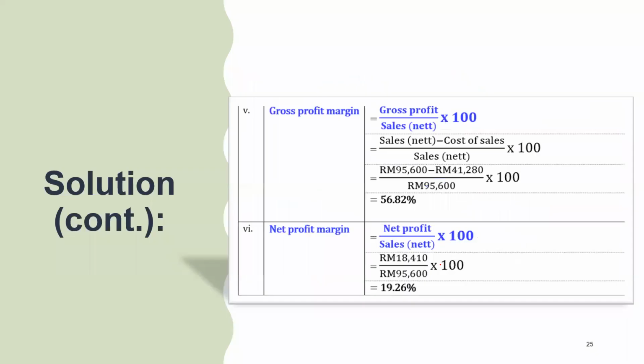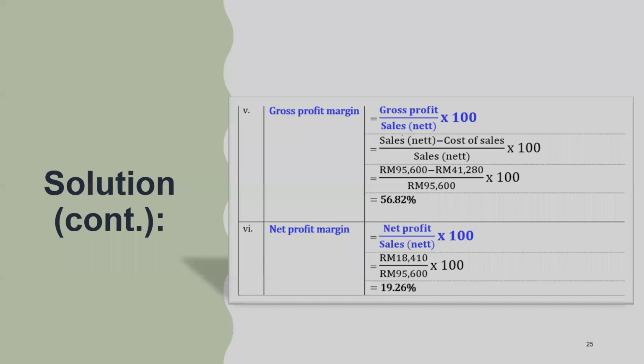Okay, the next ratio is the profitability ratio. They are gross profit margin. To find the gross profit margin ratio, we have to find the gross profit first. Since the amount is not given directly, we have to construct this formula where the cost of sales is to be minus from the sales to derive the gross profit.